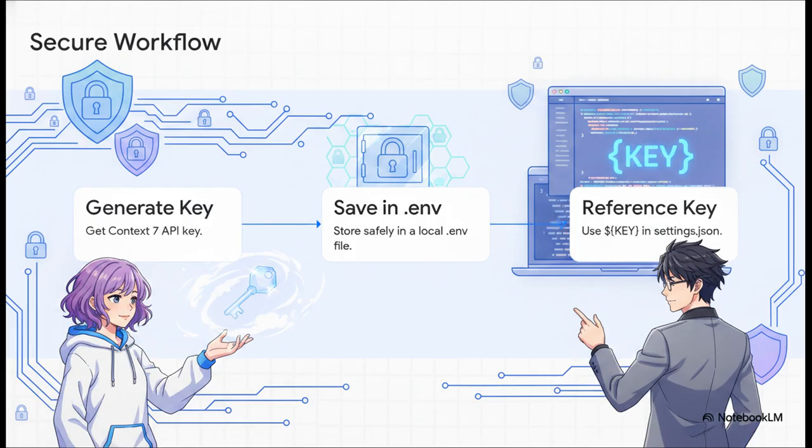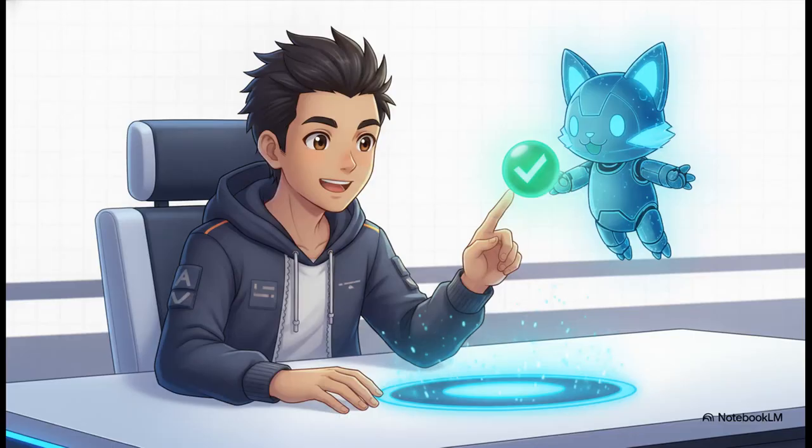Instead, we use a 3-step professional approach. First, generate your key. Second, save it in a local hidden .env file. Third, inside your settings.json, you dynamically reference that variable using a $ sign and curly braces. The Gemini CLI is actually smart enough to pull the key straight from your environment variables, keeping your project completely secure.